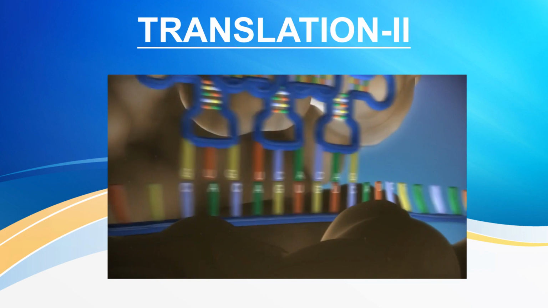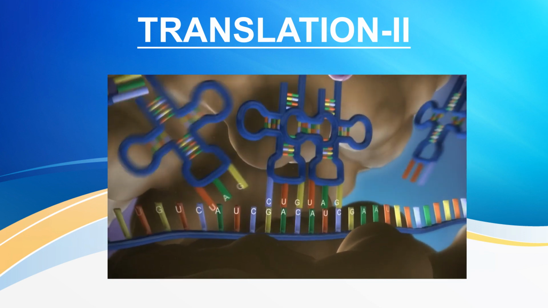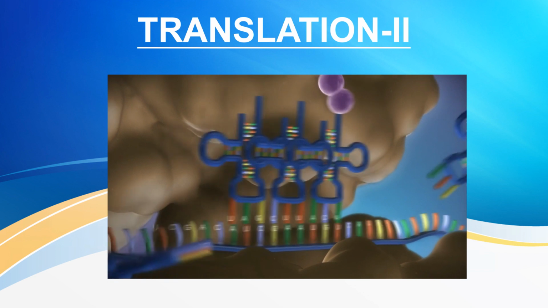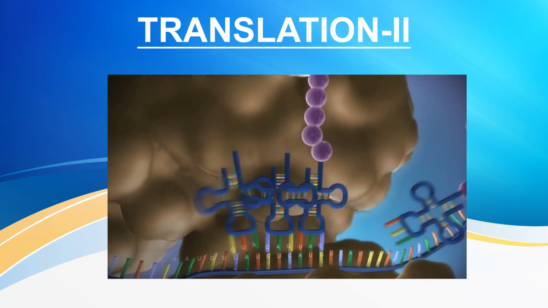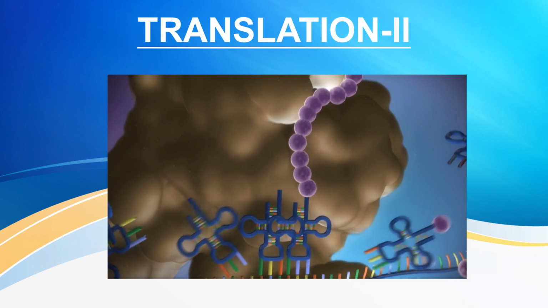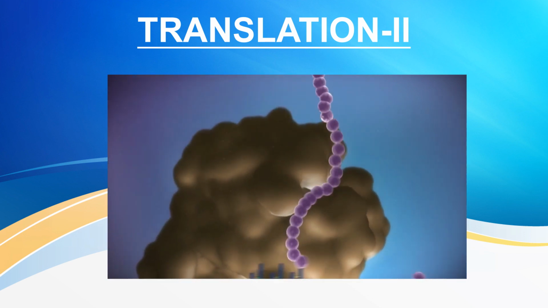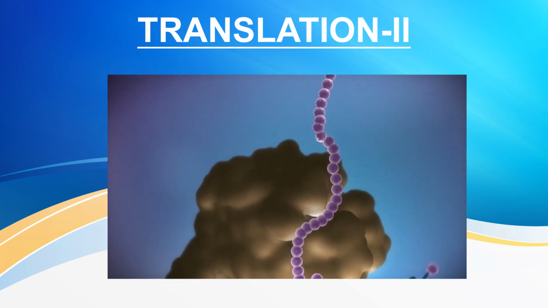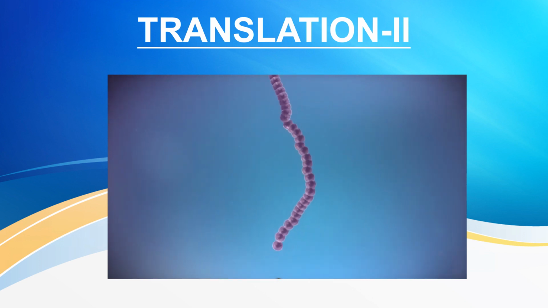The ribosome reads 3 bases at a time. As each triplet is read, a tRNA delivers the corresponding amino acid. This is added to the growing chain of amino acids. Once the last amino acid has been added, the chain falls into a complex 3D shape to form the protein.